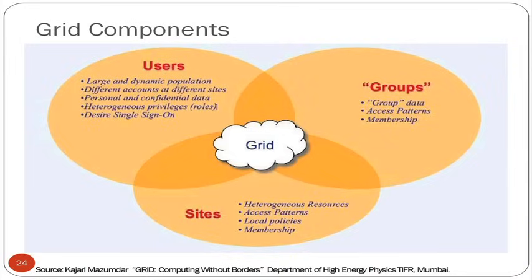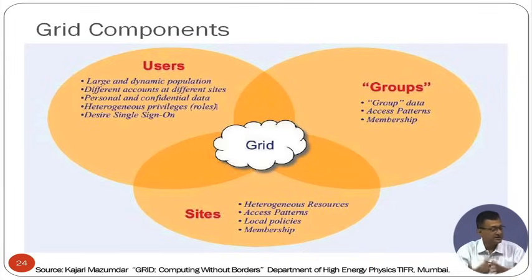So, there can be different players in the picture. Definitely the grid is the central thing, which provides the service. There are users who use the grid, there are groups which have group activity, and there are different sites, that is, resource availability locations of different heterogeneous sites. Not only that, there are issues of policy maintenance, like which resources can be shared, which cannot be shared, which can be computed where, etc.